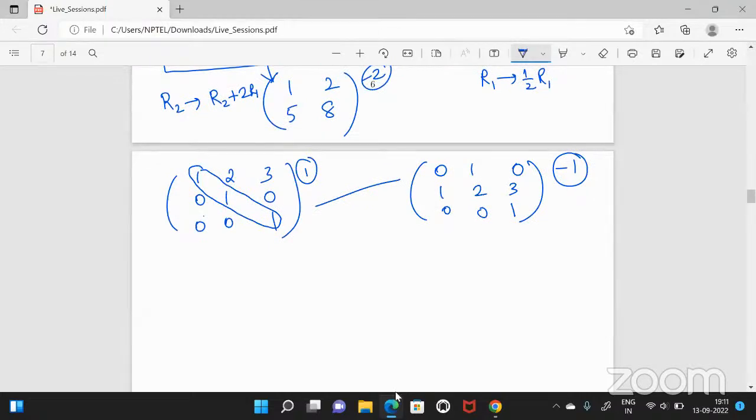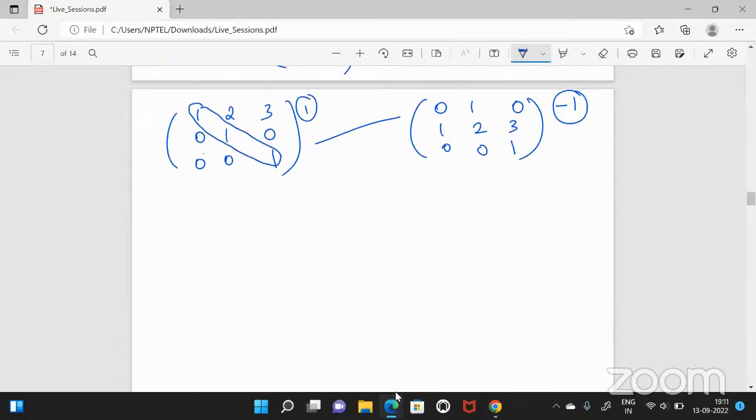3 cross 3 matrix? By removing corresponding rows and columns and A, B, C, D, E, F, G, H, I. So what you will do? You will first expand it along a row or a column.